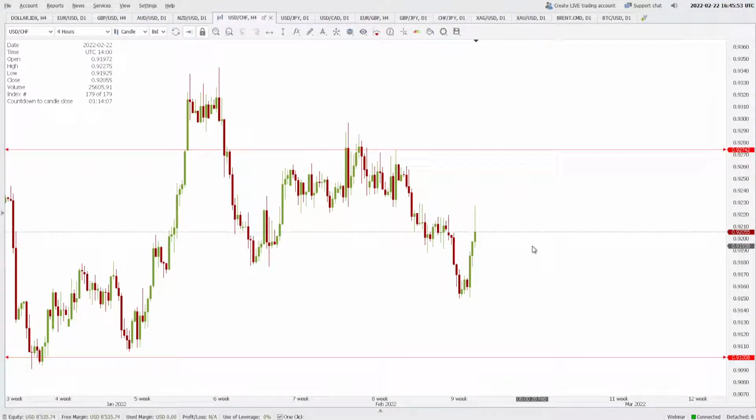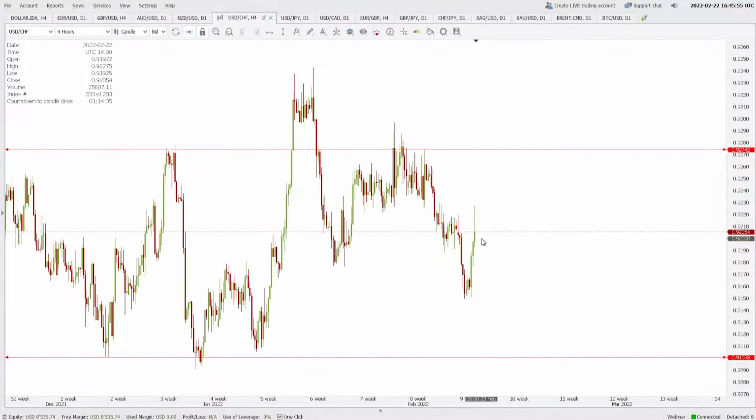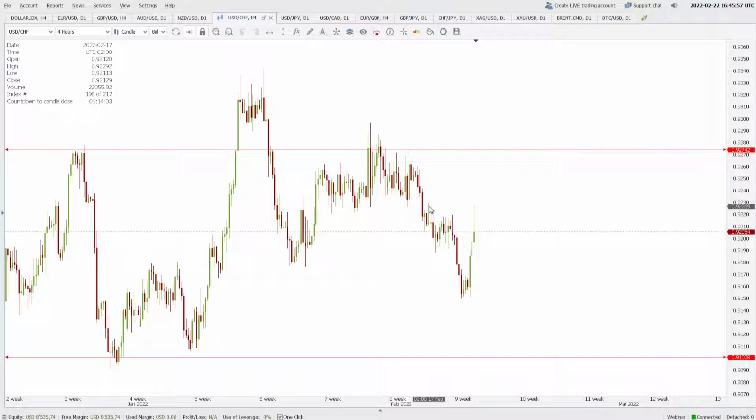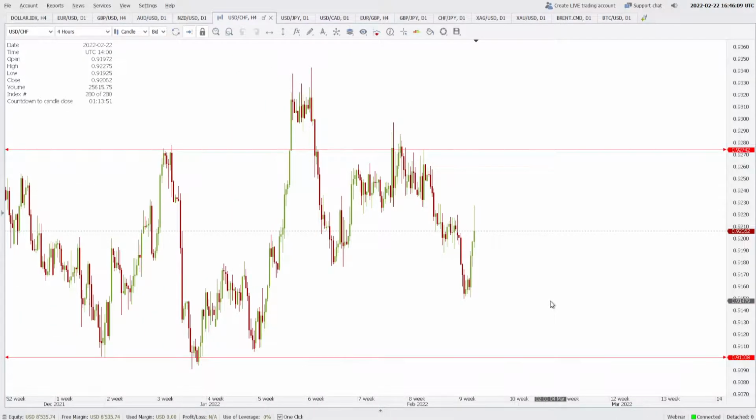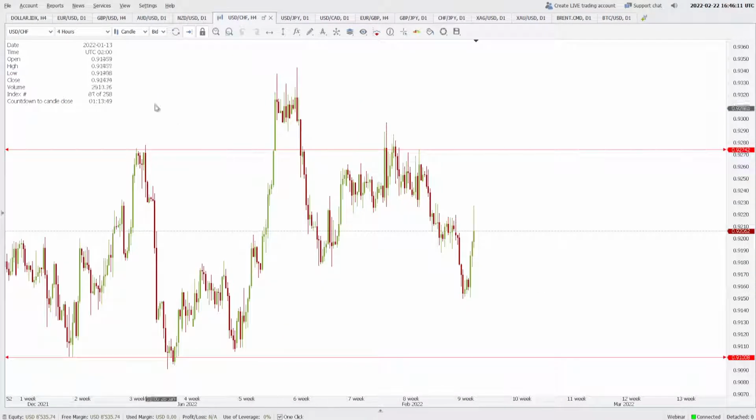All right, on the 4-hour, it doesn't look good. It seems like those who could not open their sell positions here have got another chance, but will it be good? Will these sellers be able to push the prices back to 0.9100? Actually, because that is the area that I'm looking for.